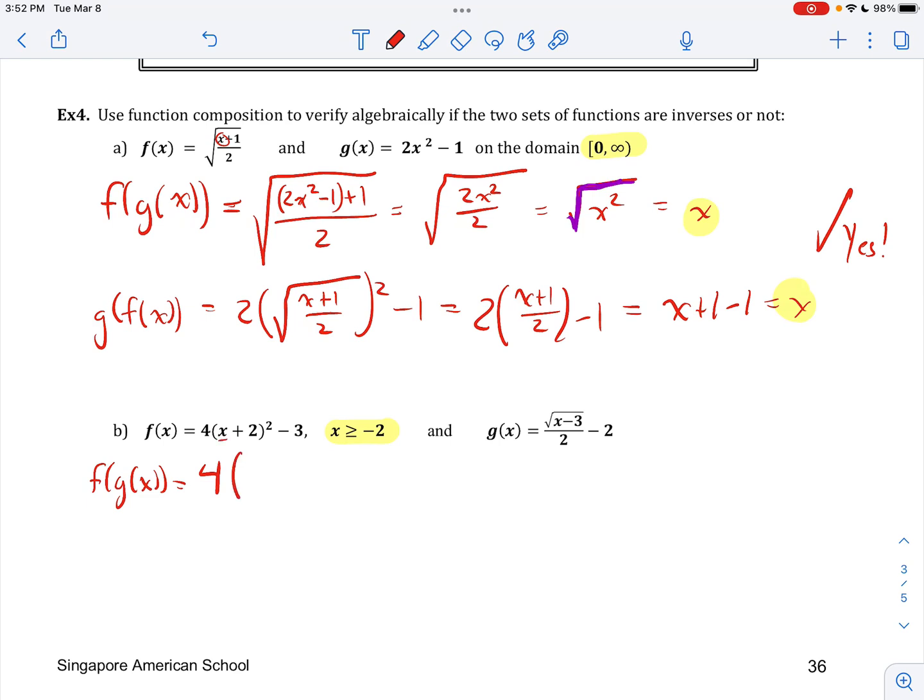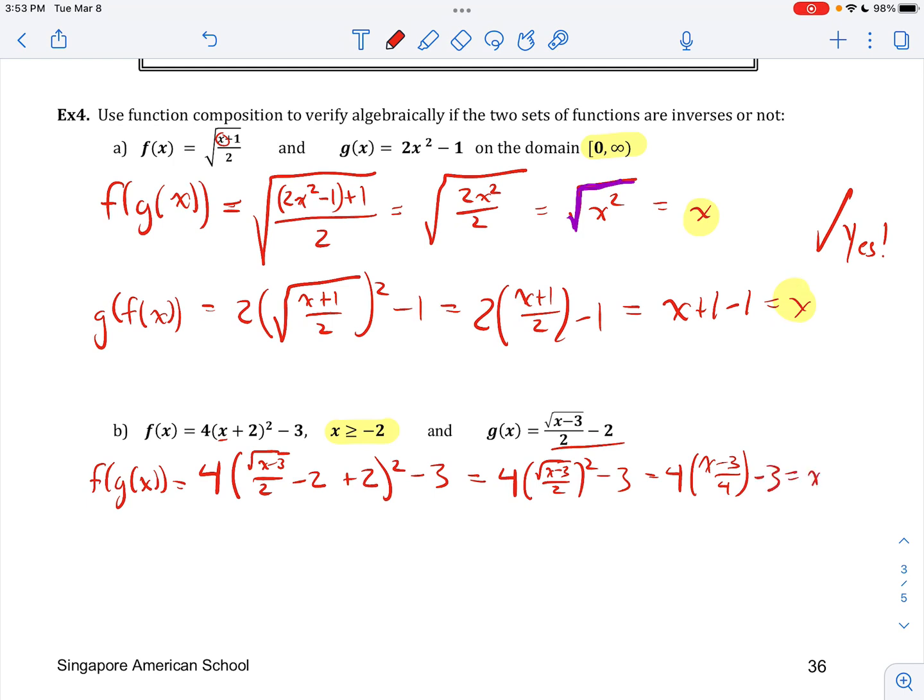Okay, same sort of thing here. 4 times, but instead of x, I put the whole monster like this: x minus 3 over 2 minus 2. That's all of x plus 2 squared minus 3. Oh my gosh. Well, the 2's kill each other off. 4 times this thing squared minus 3 is 4 times, now be careful, this is going to be x minus 3 over 4 when I square it. Minus 3, I'm trying to do this in one line, will it fit? Equals x minus what? How come I have a what? Oh, look, x minus 3, which is x minus 6.